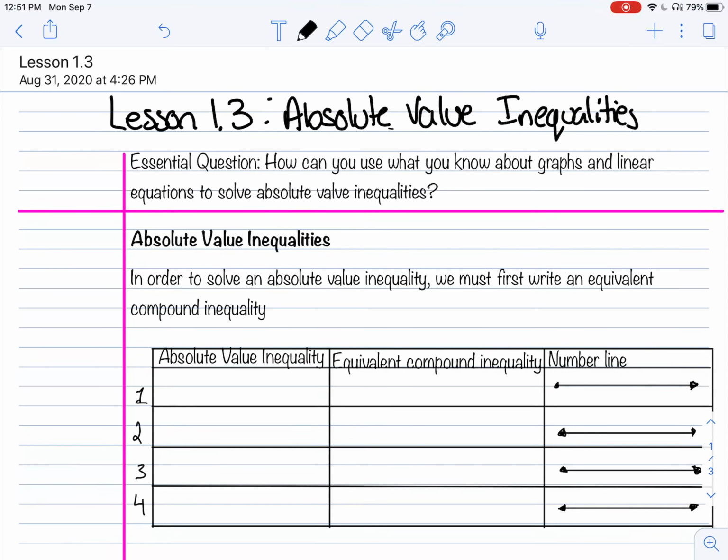How can you use what you know about graphs and linear equations to solve absolute value inequalities? In order to solve absolute value inequalities, we first need to rewrite them as their equivalent compound inequality. So basically what this means is, just like we couldn't solve absolute value equations by leaving the absolute value symbol in there, we can't solve absolute value inequalities by leaving the absolute value symbol. So we need a way to rewrite these.